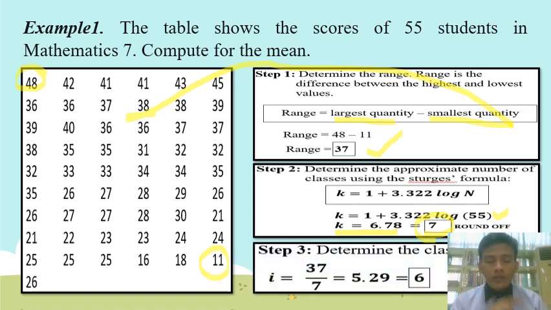Step 3, we need to determine the class interval. Class interval is equal to the range over k. R is equal to 37 and our k is 7. 37 divided by 7 is equal to 5.29. Remember, i is rounded up. So we round up 5.29, and it will turn to a whole number, 6. That is the value of our class interval. Please take note of the values of R, k, and i.